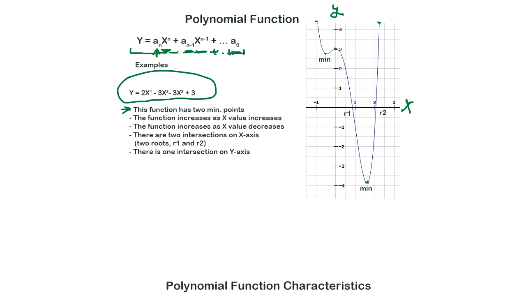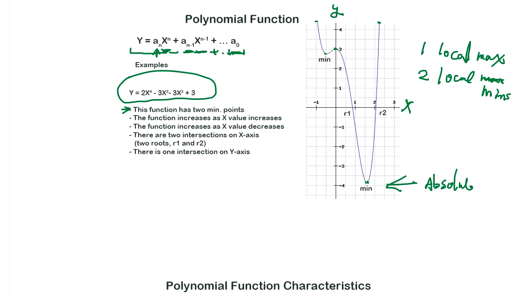So there is one local max and two local minimum. Okay, in this function, this is the absolute minimum, right? Because no value is below this. That means y is always larger than this value. Okay, so that's terminology you have to get used to.